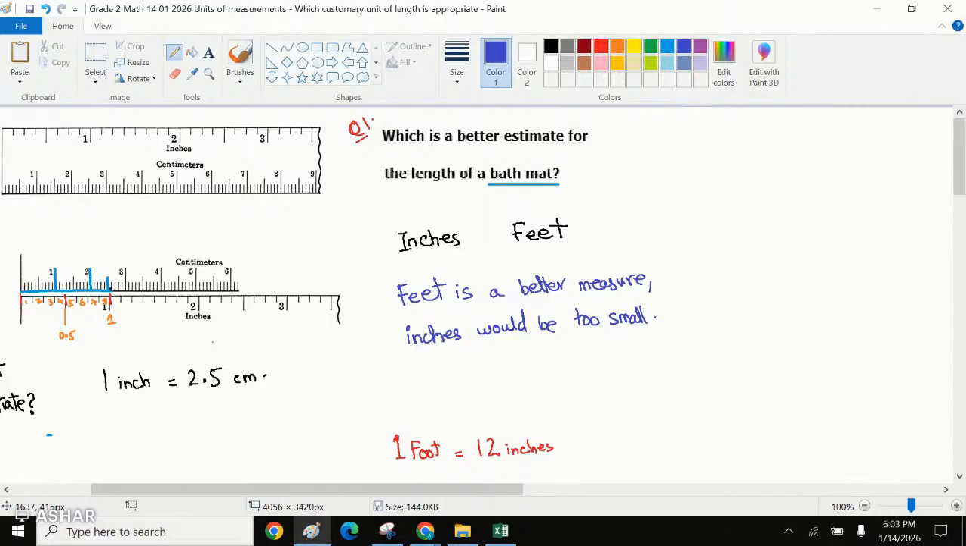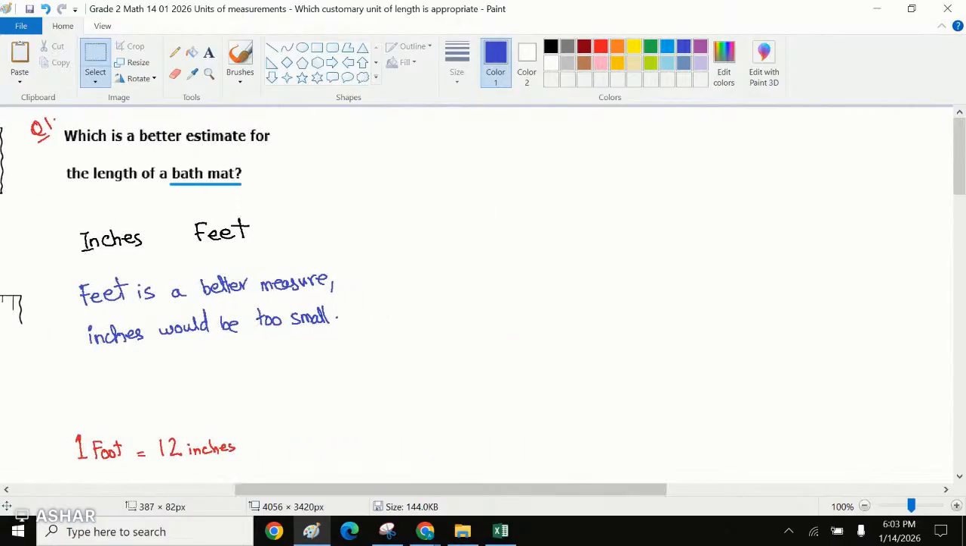Okay? So we would prefer using the length in feet. We're just looking at which unit to use. We are not calculating anything in this. It's just that if two units are given to us, we are just trying to see which one we should be using.